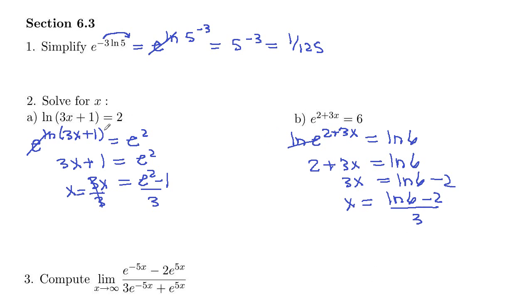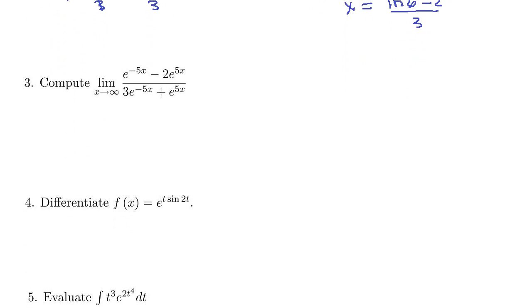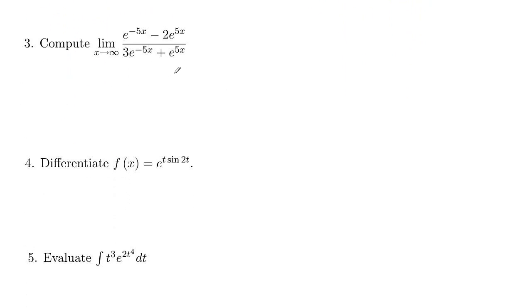So undo logs with exponentials, undo exponentials with logs. Next, we are computing a limit here, and we've got a bunch of exponentials in here. What you want to notice is that when you've got e to a big negative power, when x is approaching infinity, that is going to approach 0. So this piece approaches 0, and so does this piece here. But then this piece is going to approach infinity, and this piece is also going to approach infinity.